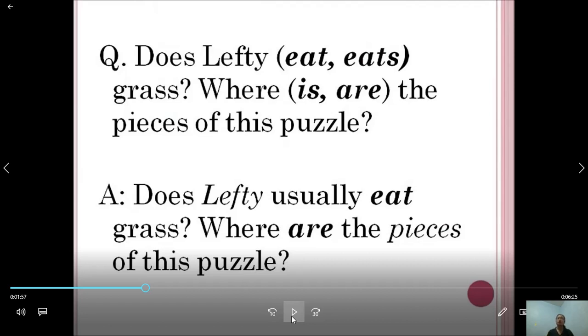So that is for today. We just tackled the first five rules of subject-verb agreement. On the next video, I will tackle another five of the subject-verb agreement rules. That's all for today. Thank you.